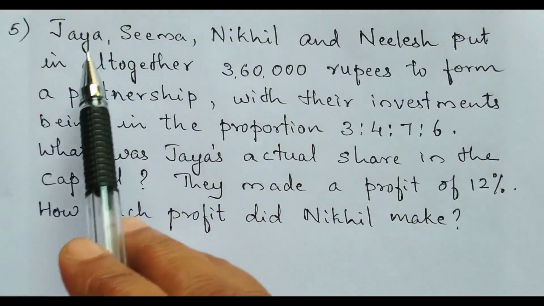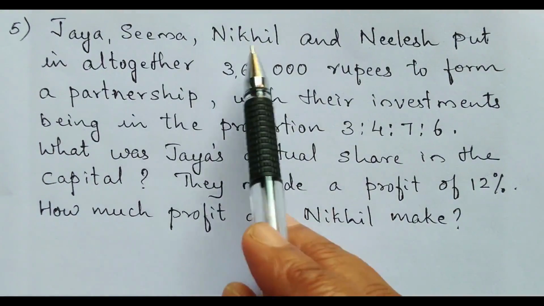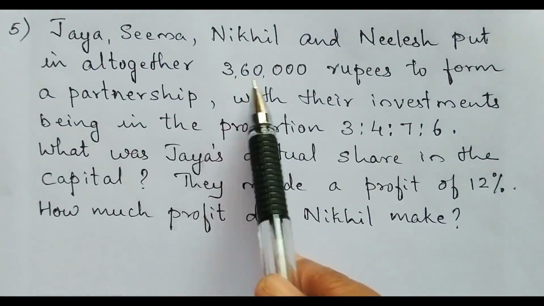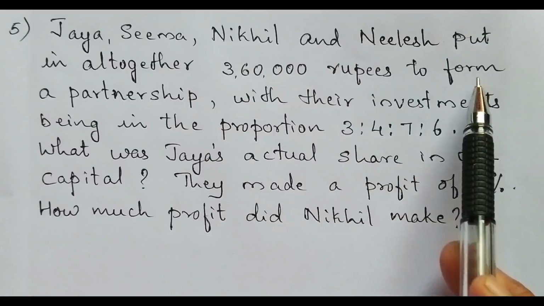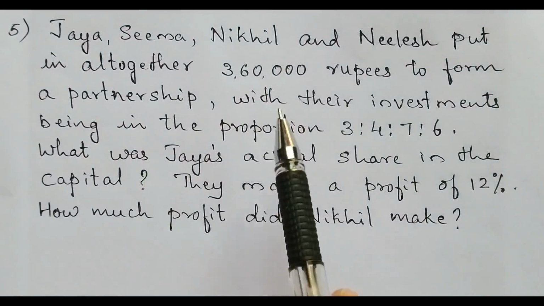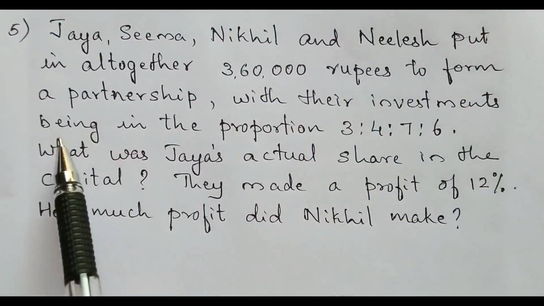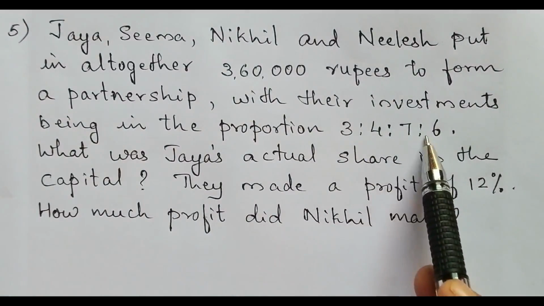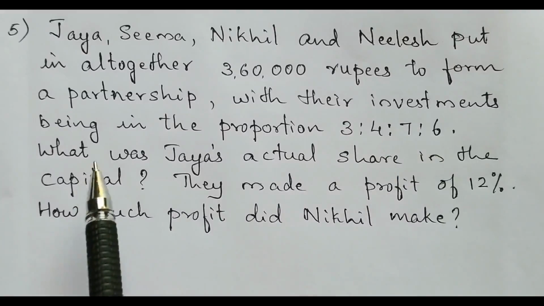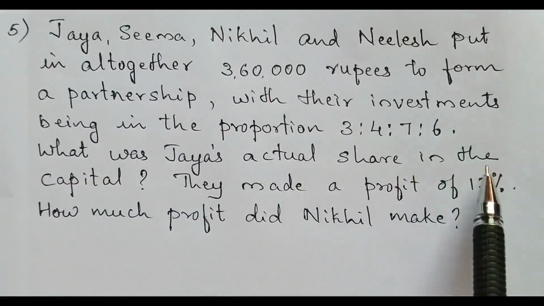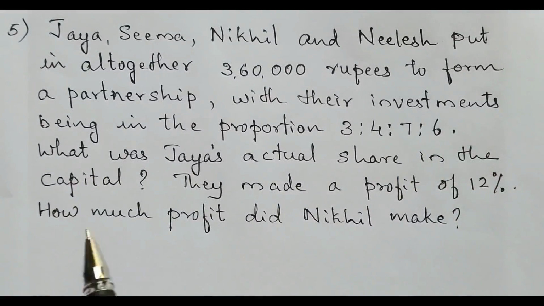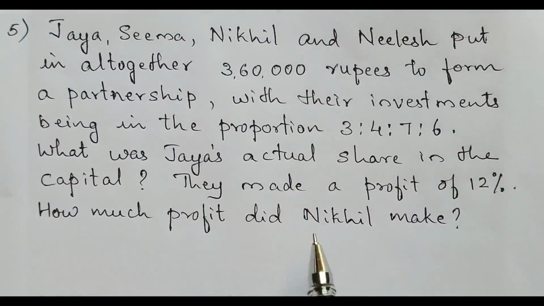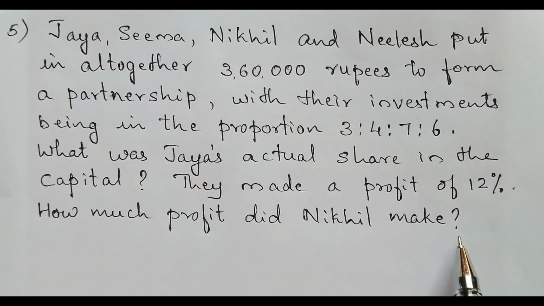Question number 5. Jaya, Seema, Nikhil and Nilesh put in altogether 3,60,000 rupees to form a partnership, with their investments being in the proportion 3:4:7:6. What was Jaya's actual share in the capital? They made a profit of 12%. How much profit did Nikhil make?